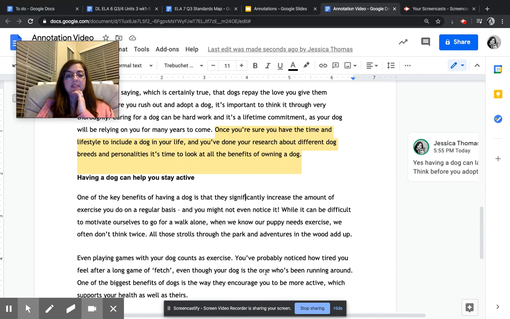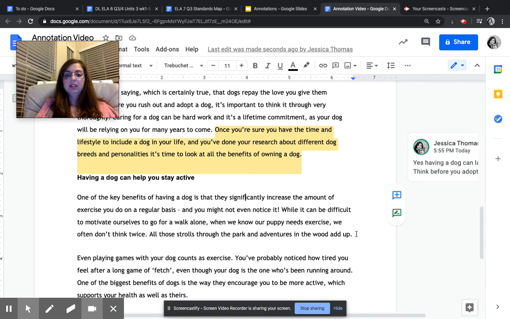One of the key benefits to having a dog is that they significantly increase the amount of exercise you do on a regular basis. Maybe we'll get some statistics here. And you might not even notice it. While it can be difficult to motivate ourselves to walk alone, when we know our puppy needs exercise, we often think twice. All the strolls through the park and adventures in the woods add up.